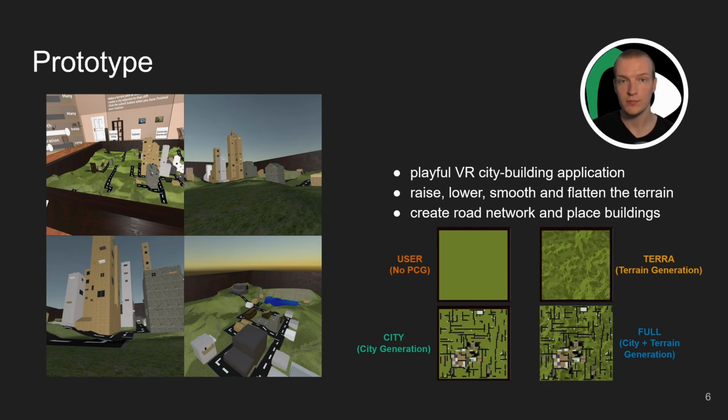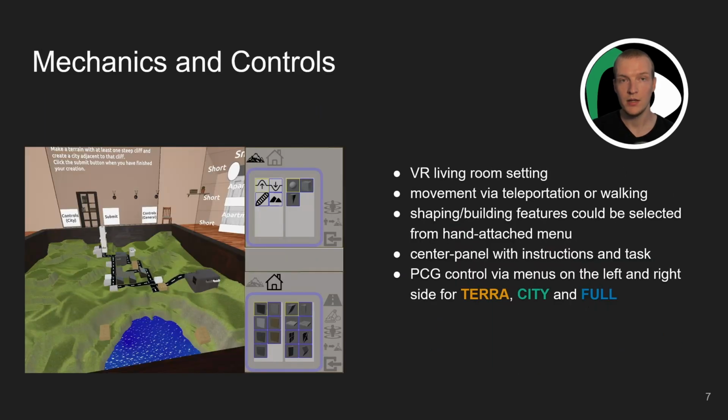We used VR because many city-building games like City Skylines have started going into this direction, and moreover, research shows that immersive VR environments facilitate creativity, imagination, and flow. The application is set in a virtual living room with a sandbox in the center of the room. Players can move around by teleporting or by simply walking around in the environment. A menu is attached to their non-dominant hand, which offers functionality to shape the terrain and place building structures.